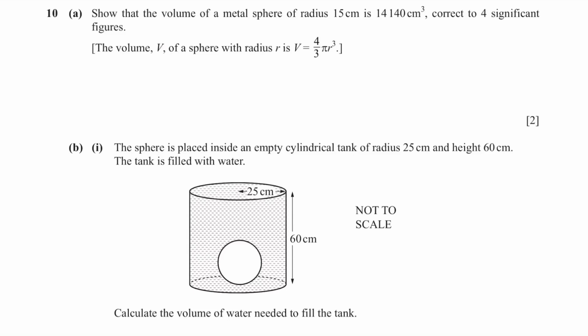Question 10, Part A. Show that the volume of a metal sphere of radius 15 cm is 13,140 cm cubed, correct to 4 significant figures. The volume V of a sphere with radius r is V equals 4 over 3 pi r cubed. It's a simple question, just substitute 15 into r in this formula, and you don't have to memorize this formula, they always give it to you.